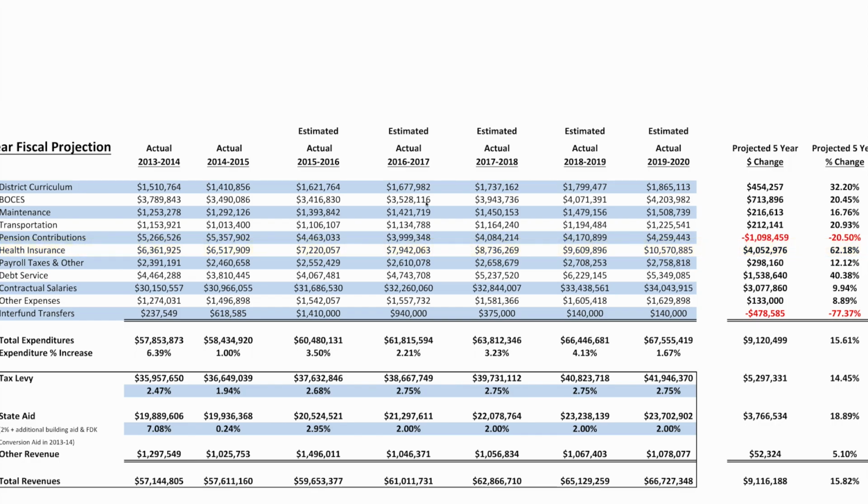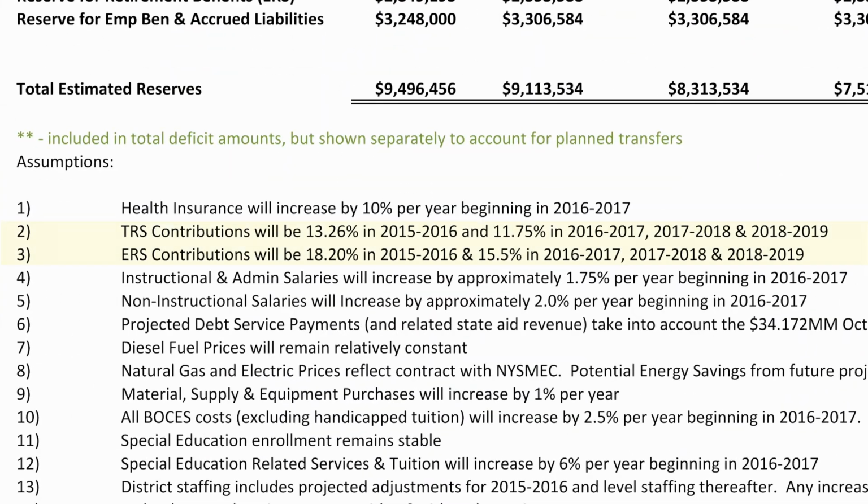The next assumption we'll examine is pension costs. By state law, school districts are required to pay a percentage of employee salaries to the New York State Employees Retirement System and the New York State Teachers Retirement System each year. The percentage paid varies from year to year depending on the financial performance of each of these pension funds and other factors. Both retirement systems have indicated a decrease in the contribution percentages for the 2016-17 school year.